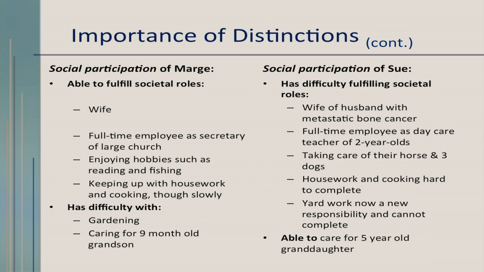However, when we look at the social participation of Marge and Sue, we can see some differences. Marge is able to fulfill her societal roles as being a wife to her husband. She is able to continue with her full-time employment as a secretary of a large church, so we can anticipate her having a fairly sedentary occupation, although with it being a large church, we don't know how much she may need to chase people down in the church and cover a fair amount of geography, trying to find people to give messages to, and what the structure is with that job. We would need to explore that further.